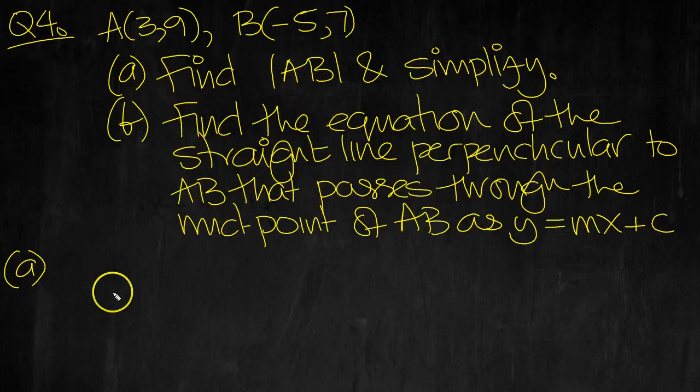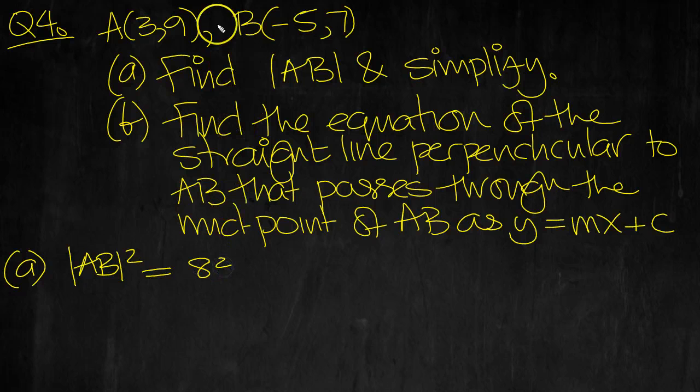So first of all, AB then. Use Pythag. AB squared then. So 3 to minus 5 is 8, so it'll be 8 squared, the horizontal difference. 9 to 7 is just a difference of 2, so that'll be 2 squared. 64 plus 4 is 68.